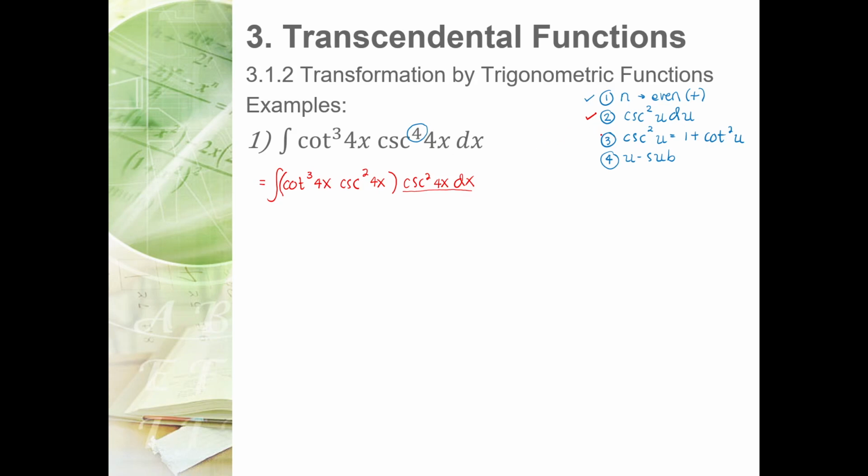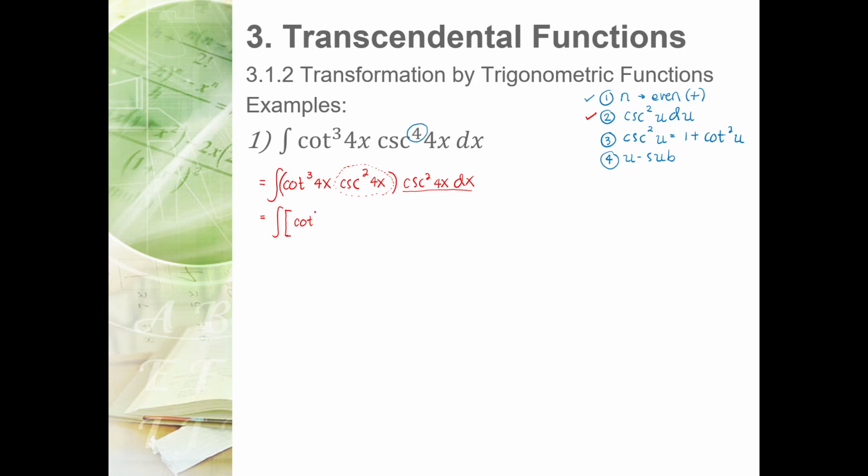Again, in step number 3, we need to replace the remaining cosecant squared u inside the integrand with 1 plus cotangent squared u. As you can see, there's a remaining cosecant squared here. So we need to replace that one with 1 plus cotangent squared u, placing a bracket so that we can identify the replaced value.